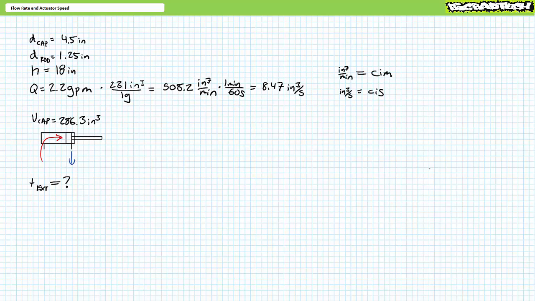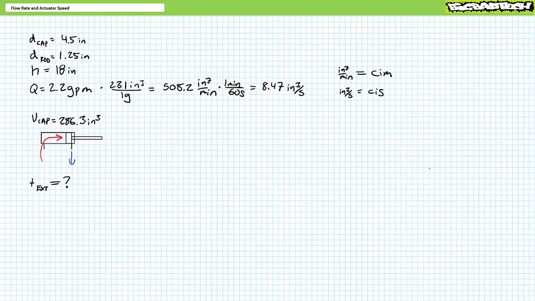By the way, you may see flow rate in units of cubic inches per minute expressed using the abbreviation CIM, as in cubic C, inches I, per minute M, and flow rate in cubic inches per second expressed using the abbreviation CIS, as in cubic C, inches I, per second S.